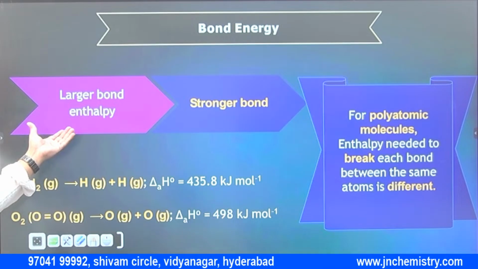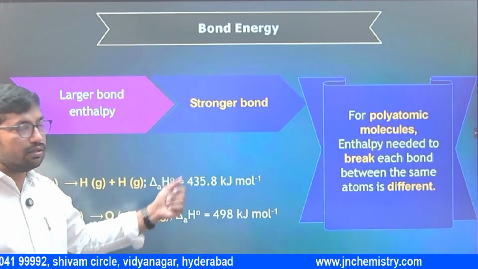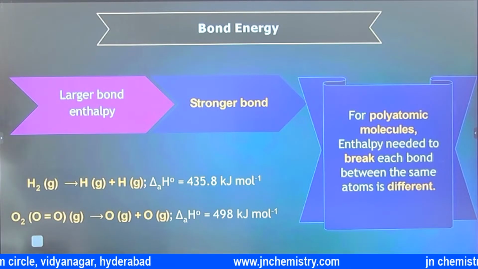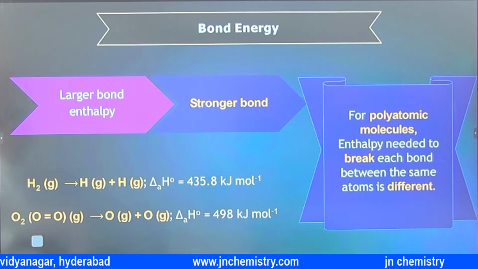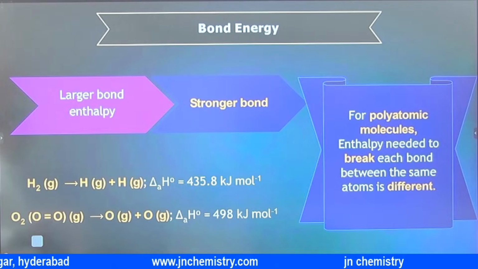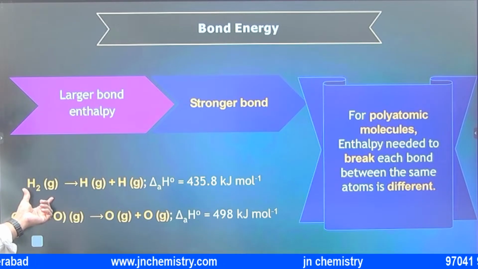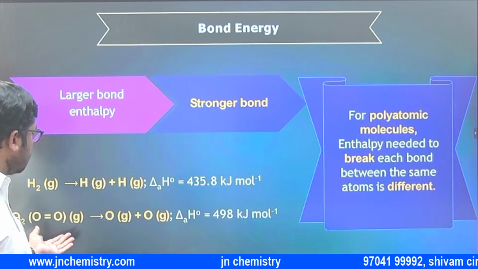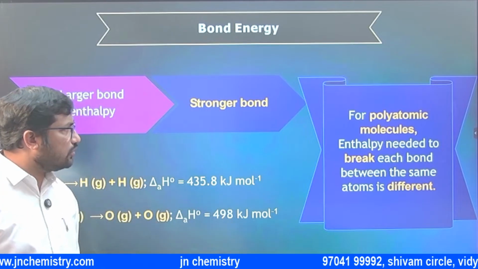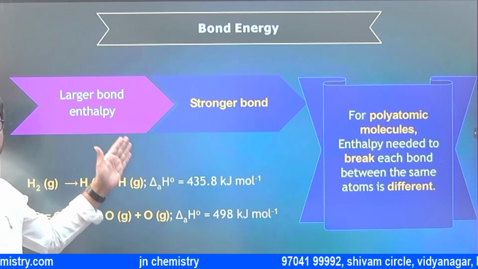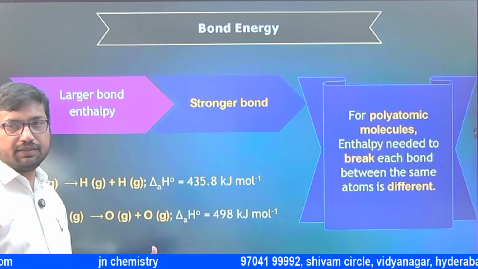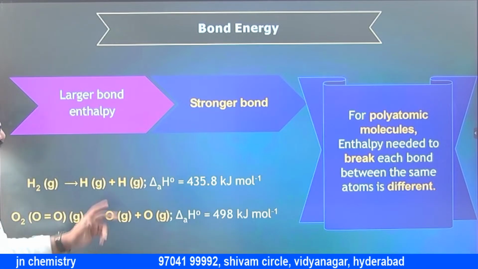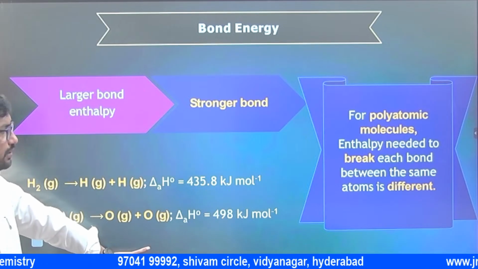So the larger the bond enthalpy, obviously the stronger the bond. In polyatomic molecules, the enthalpy needed to break the bond is different. In this case, hydrogen gas is 435, whereas in case of oxygen it is 498 kilojoules. In such cases, automatically a double bond is coming, right? The stronger the bond, of course, write it down.